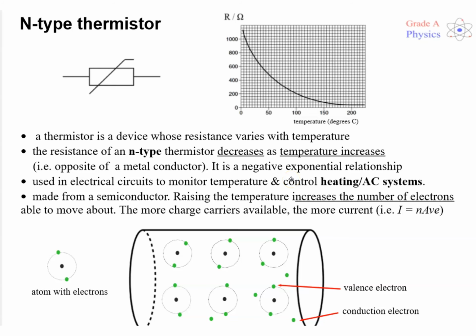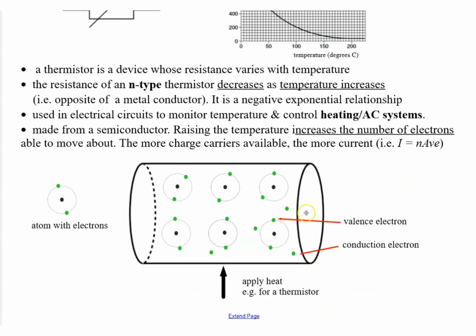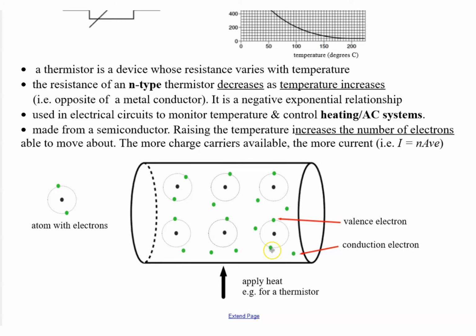It's made from a semiconductor, and if we increase the temperature, then we release some of these electrons which were previously trapped in a valence band, and we can move those into the conduction band. So what we're saying is as the temperature increases, the number of free electrons increases. Therefore, for the same voltage, R equals V over I, we have a larger current, therefore the resistance goes down.